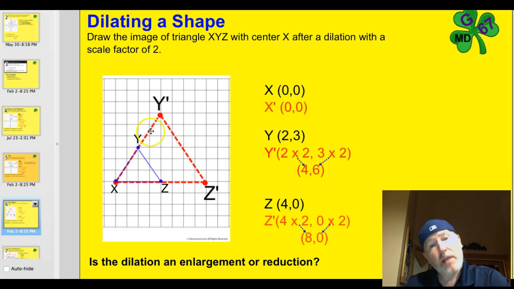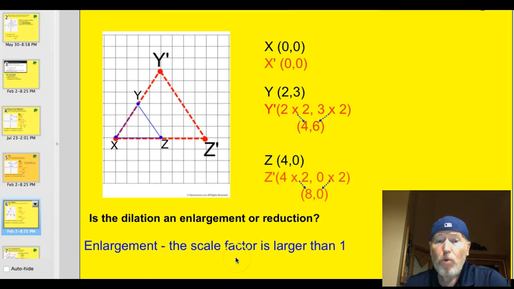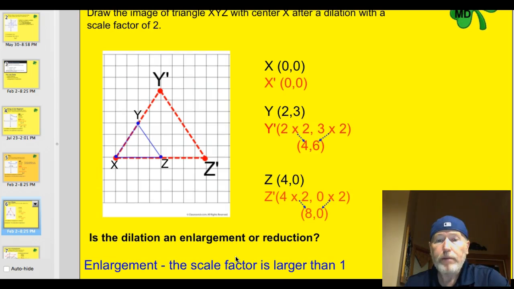I can take and graph those out. And now we have X prime, Y prime, Z prime. That's a dilation. It's definitely an enlargement. We have that scale factor of 2. We know that because that scale factor is larger than 1.